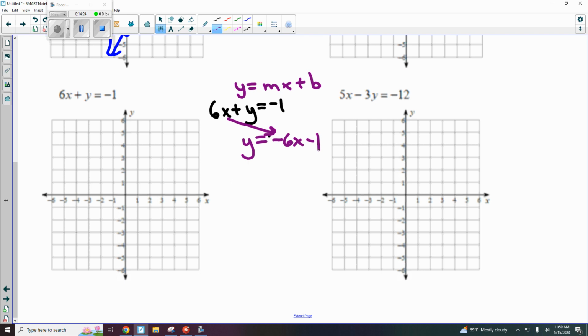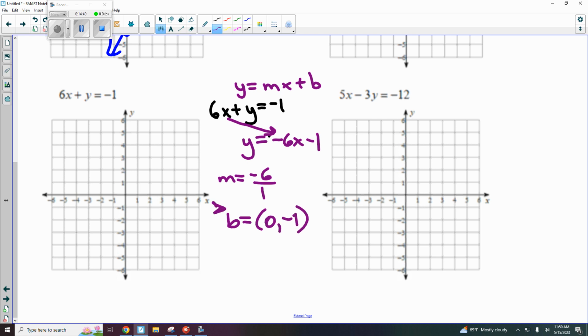Technically, at this point, you could divide everybody by 1, but is my y already by itself? Yeah, so we don't have to. We can go ahead and just trust that, state our m and our b. So m is going to be negative 6 over 1, and b is going to be 0, negative 1.